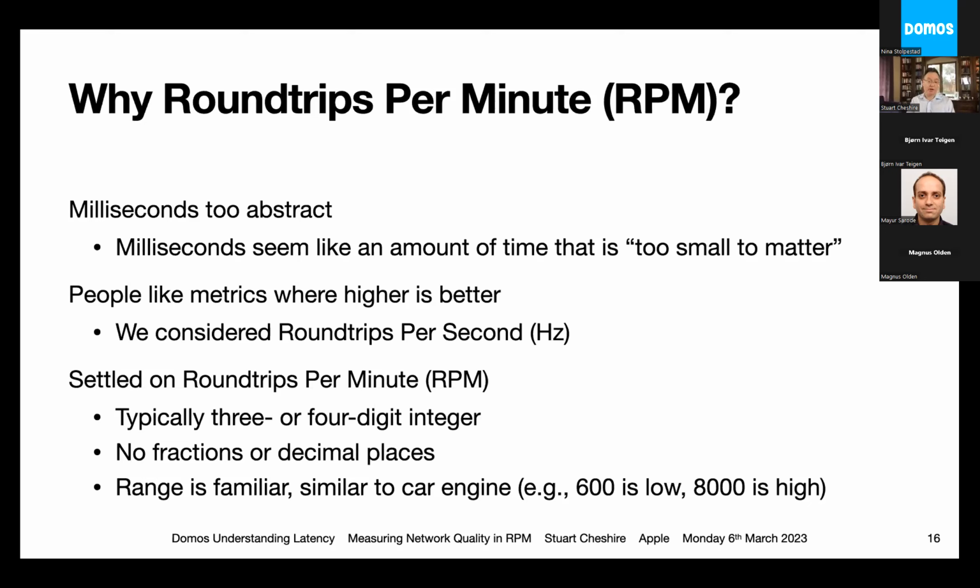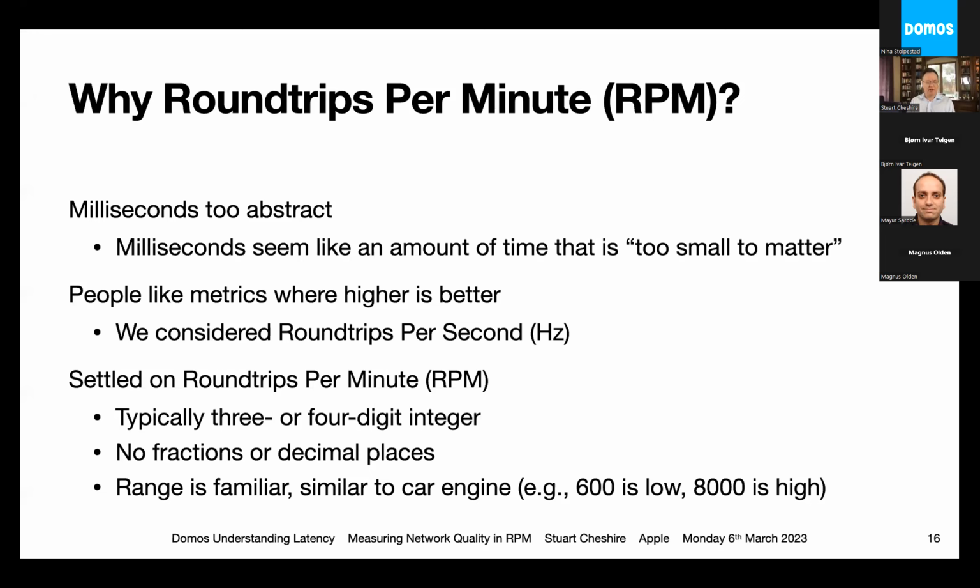Suddenly those round trips add up to the point that the human does notice. The other aspect of milliseconds is people like metrics where bigger is better, and milliseconds goes in the wrong direction. Smaller is better. So first we considered just taking the reciprocal of the round trip time. So that gives you round trips per second. In other words, the scientific unit's hertz. And we could measure our networks in how many hertz they had, how many round trips per second.